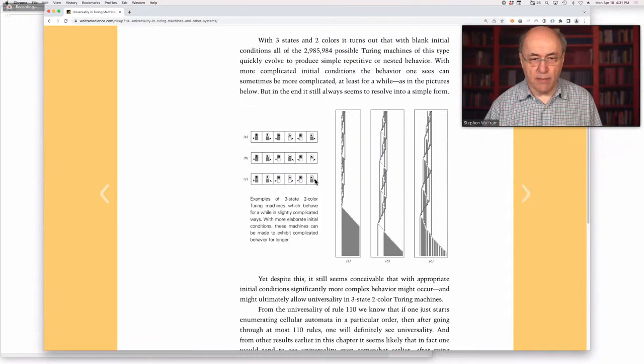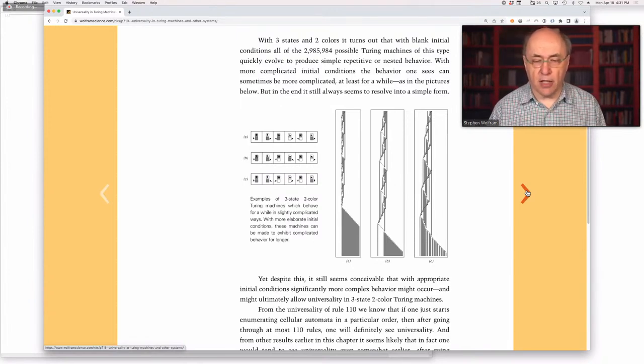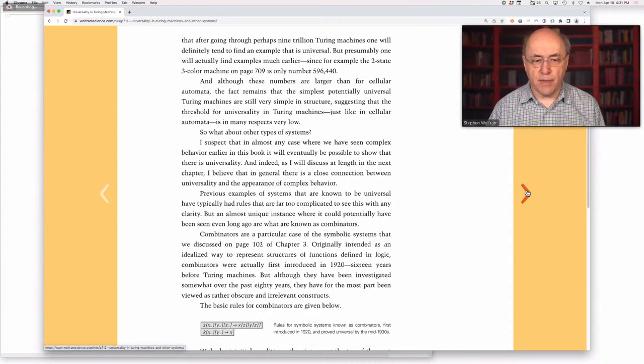And this is talking about three-state, two-color, where there don't seem to be any three-state, two-color Turing machines that are as complicated as that two-state, three-color one, although that might not be true if you go to more complicated initial conditions.